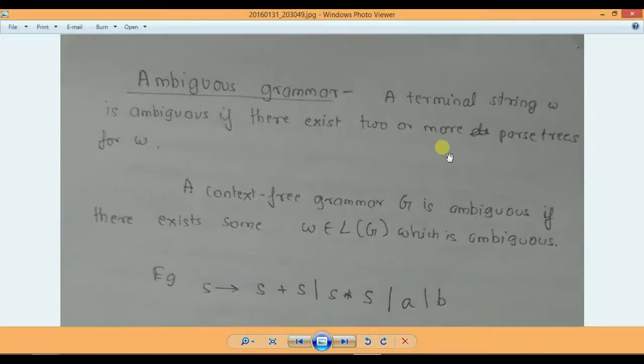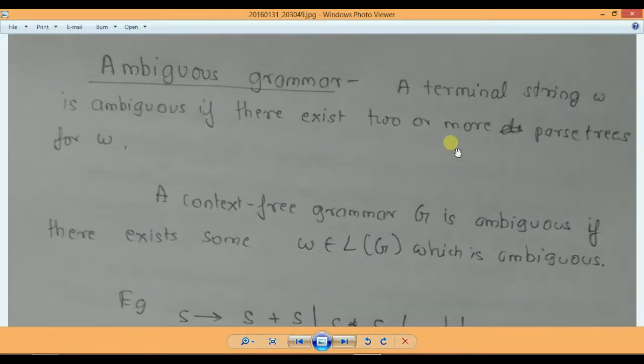Now let us reread the definition. A terminal string W is ambiguous if there exist two or more parse trees for W, meaning two or more ways of deriving the string W. And in this example, it's true, there are two parse trees, so this is an ambiguous grammar.